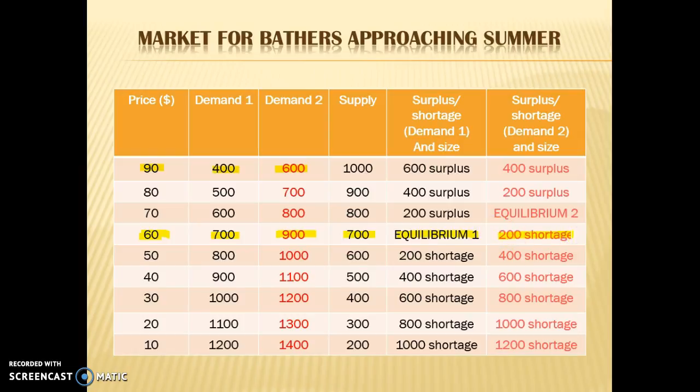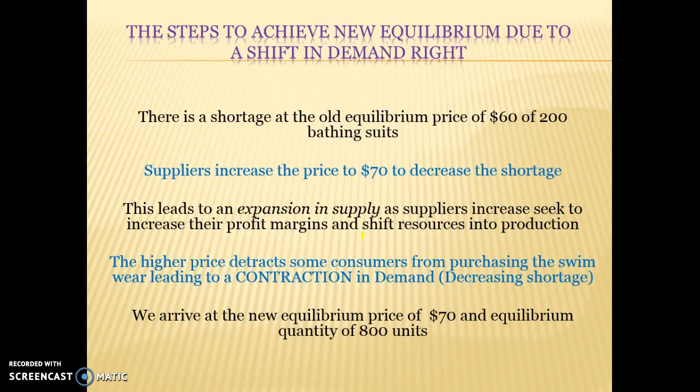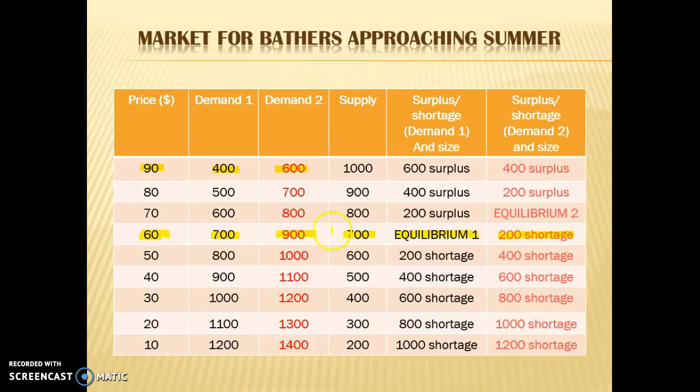Okay, so demand has shifted to the right, which means that we now demand more of the product at $60. Supply has stayed the same, so we have a shortage of 200 units. So what's going to happen to get us back into equilibrium? These are the steps, and I'm going to flick between the two slides. At the old equilibrium price of $60, there is now a shortage of 200 bathing suits. Demand is 900, supply is 700.